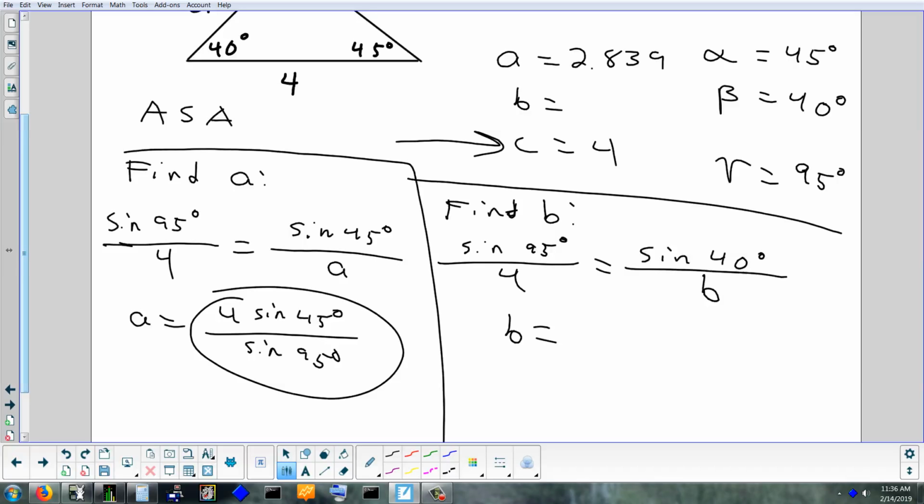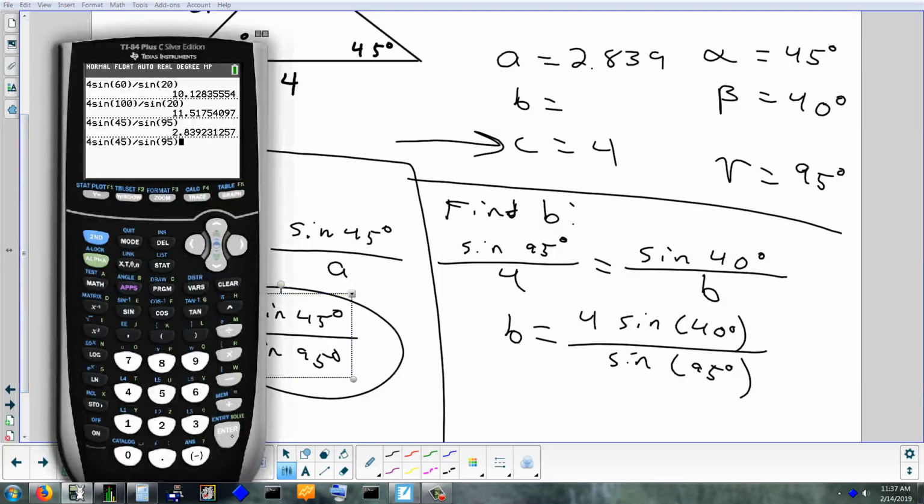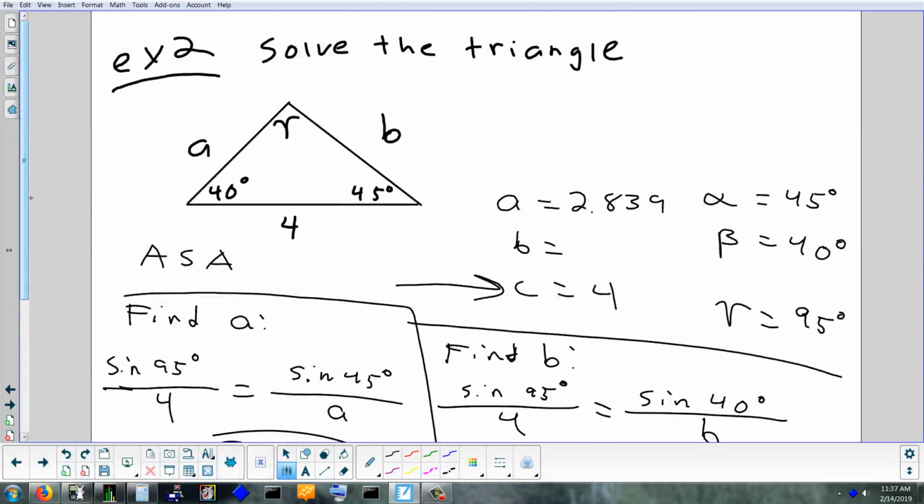When you solve it, it's going to be exactly the same. It's exactly the same proportion as what you had on the left, except replace 45 with 40, and that's your answer. So it's 4 sine 40 over sine 95. And now, just to save time, I can bring up the last thing I typed and just change that one number. I don't know if that's quicker than typing it from scratch, but 2.581. Right, so B is 2.581.